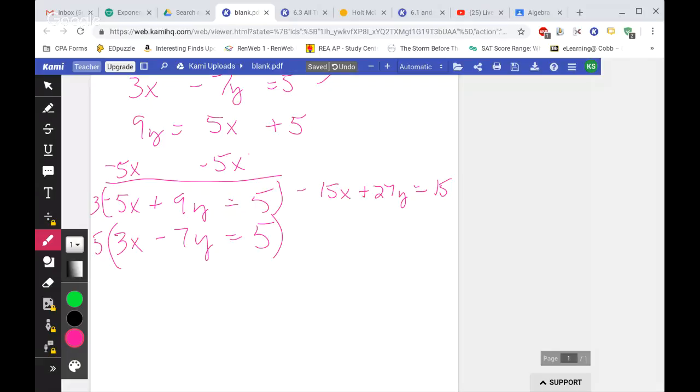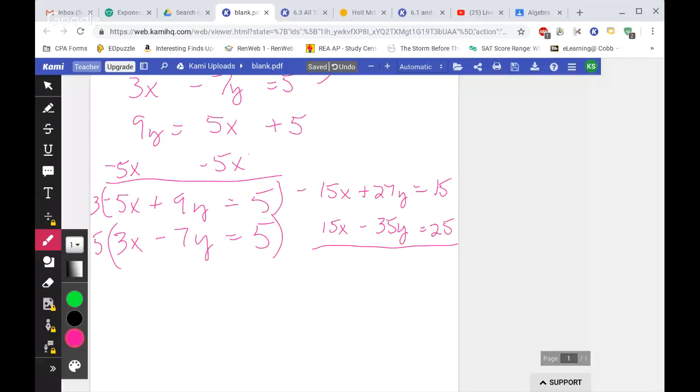Now this next one, 5 times 3x is a positive 15x. 5 times negative 7 is negative 35y. And 5 times 5 is 25. Got to remember to multiply the whole equation by the multiplier. And what the whole goal was is to get 2 of the terms so that they're matching. And we have matching coefficients now on the x.